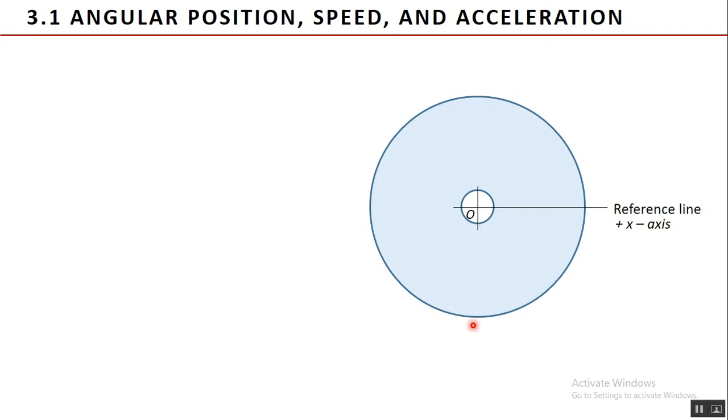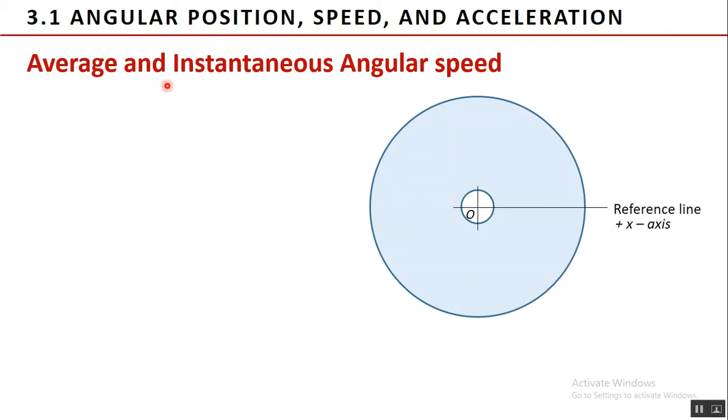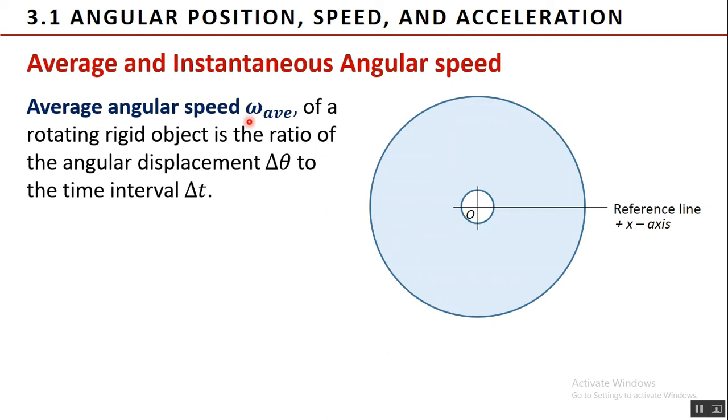A rotating body moves at different rates, and to determine how fast a body rotates, we need to determine its angular speed. It is defined as the rate of change of the angular position of a particle on a rotating body. Here we are going to discuss average angular speed and instantaneous angular speed. Average angular speed, denoted by the Greek letter omega sub ave, of a rotating rigid object is the ratio of the angular displacement, delta theta, to the time interval, delta t.